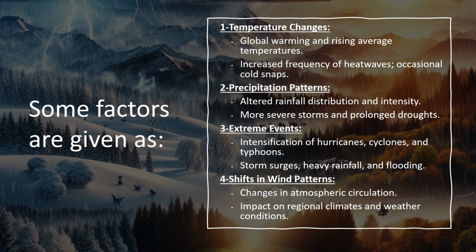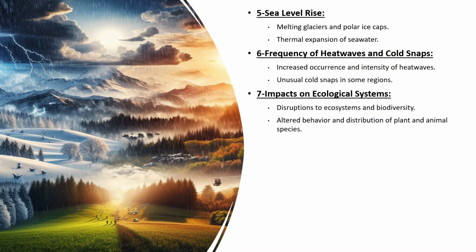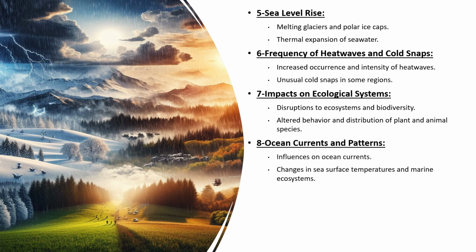4. Shifts in wind patterns. Changes in atmospheric circulation. Impact on regional climates and weather conditions. 5. Sea level rise. Melting glaciers and polar ice caps. Thermal expansion of seawater. 6. Frequency of heat waves and cold snaps. Increased occurrence and intensity of heat waves. Unusual cold snaps in some regions.